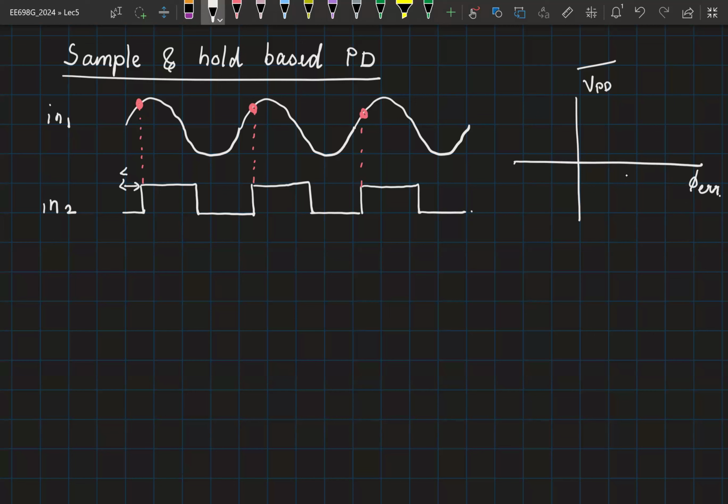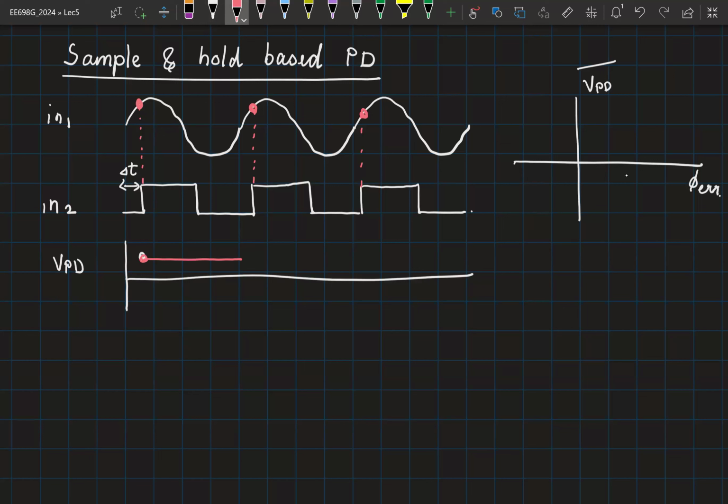Okay. So for example, in this particular scenario, you have obtained a sample value here, and then you hold it till the next sample, which is here. Then you hold it till the next sample, which is here. So if your phase error is constant, you basically have a DC value, right? When do you think this DC will be equal to 0? How should I position my in2? So imagine moving your in2 to the left and right. How should I position my in2 such that VPD is going to give me 0? Delta T is 0. Delta T is 0, right?